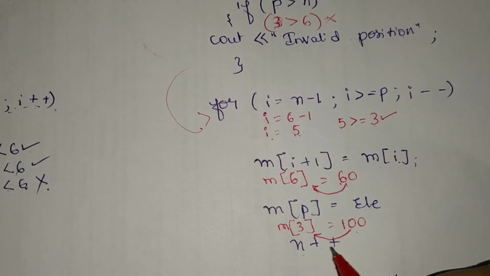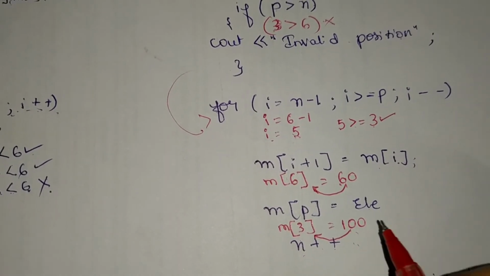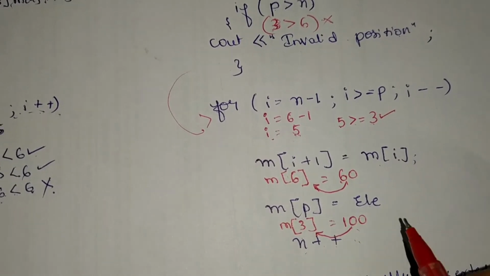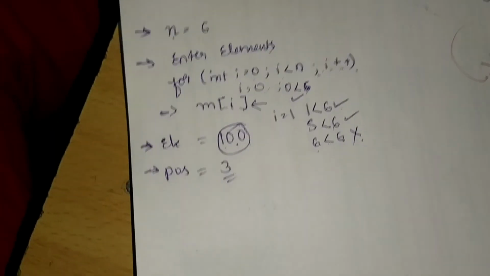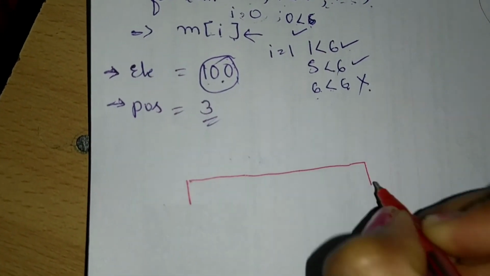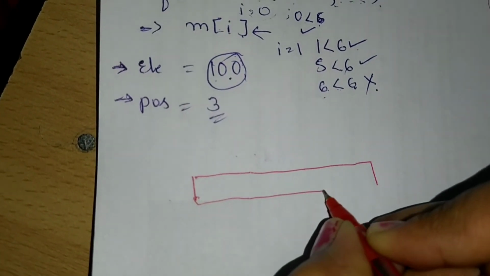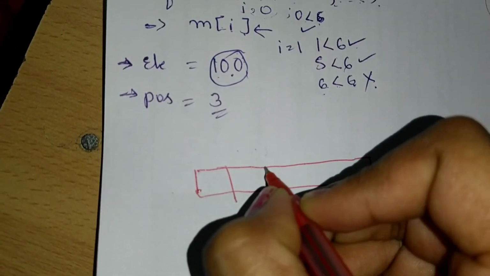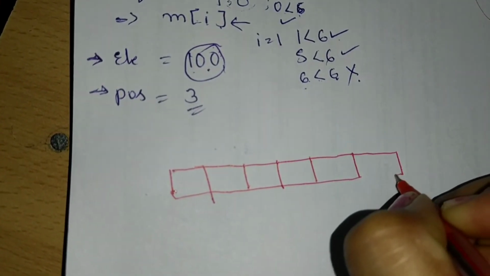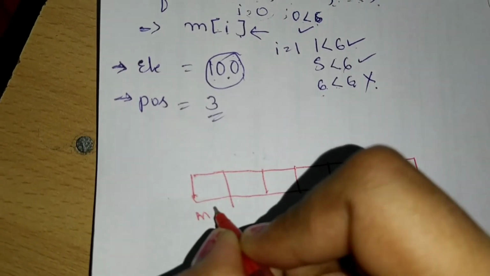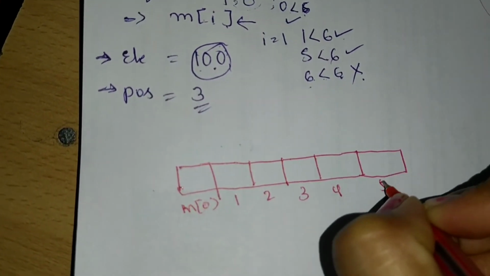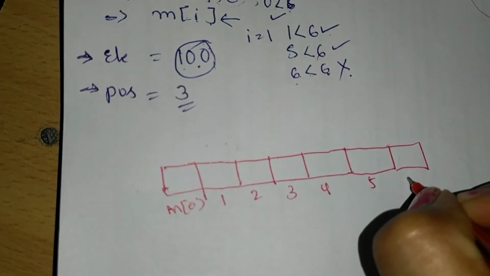Then again n will be incremented by 1. That means initially we have 6 elements. So at this point n value becomes 7. Okay, so now we'll see the m of 0, 1, 2, 3, 4, 5 and we have another 6.